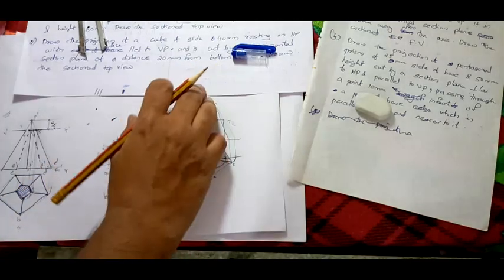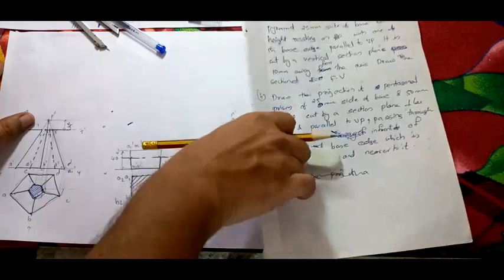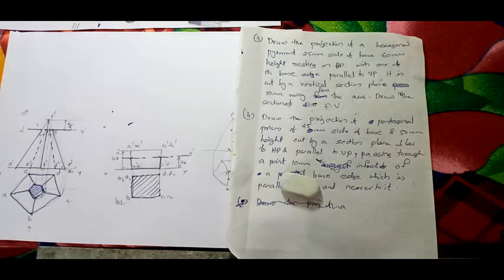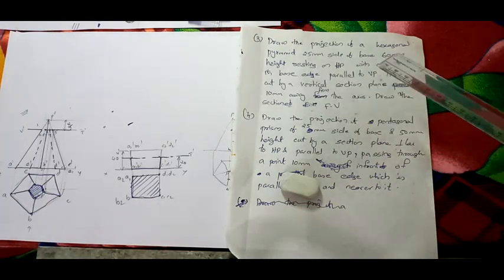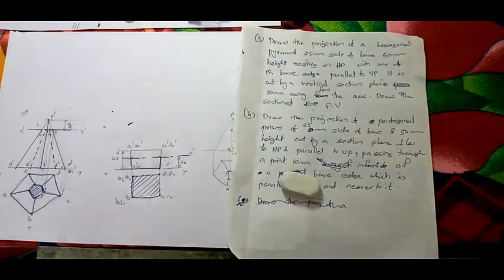Now we will see the third question and fourth question. Read it carefully. Now we are going to vertical planes, so the third and fourth questions are vertical. Now draw the projection of a hexagonal pyramid, 25 mm side of base, 60 mm height, resting on HP with one of its base edges parallel to VP. So base edge parallel to VP, how will you draw it?